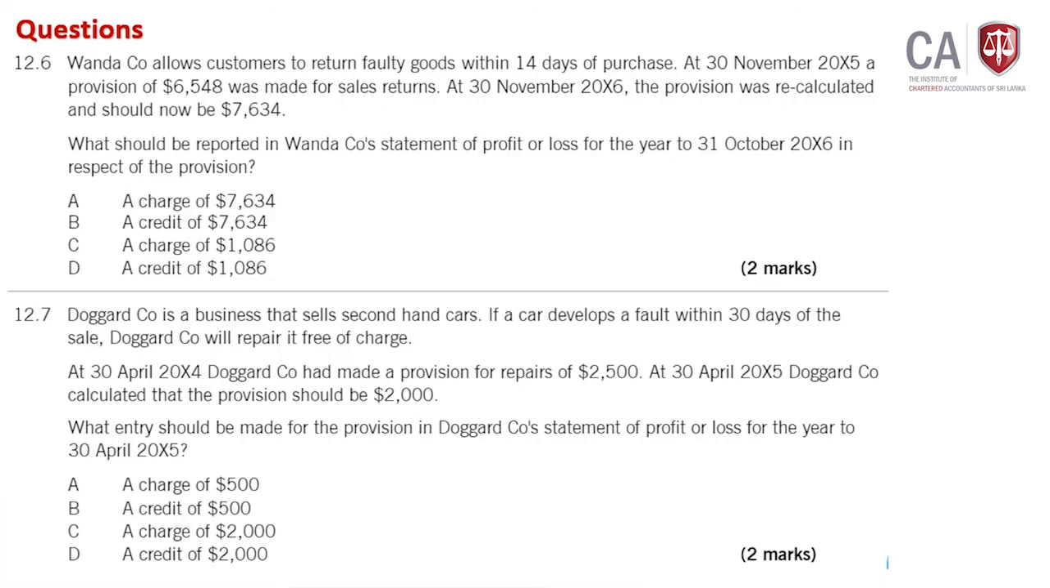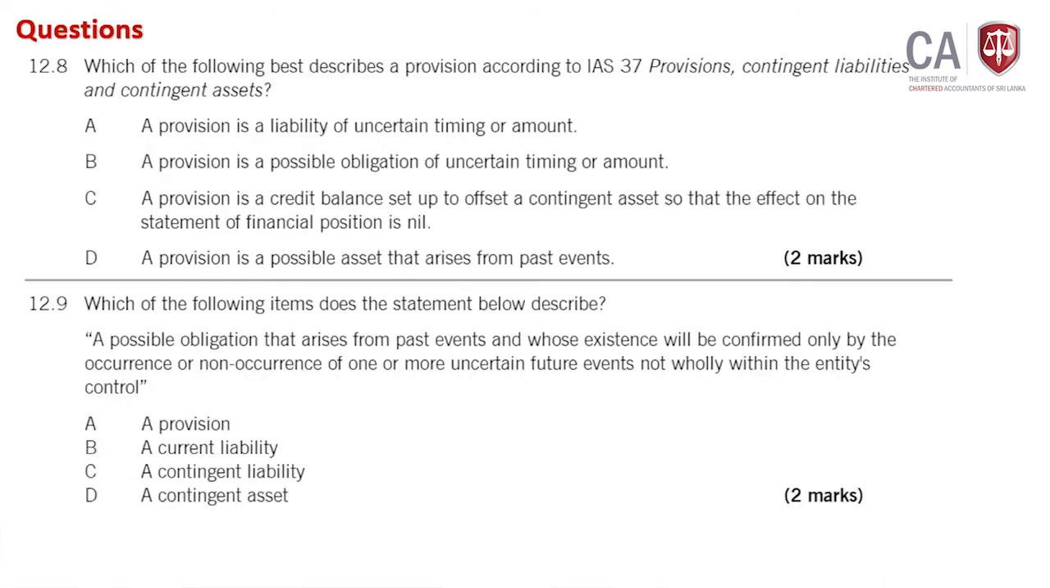So that provision has been reduced based on experience. So there is a gain to P&L then. The difference of 500 should be credited to P&L. So the answer to question number 7 is credit 500 to P&L. Simple. Question number 8. Which of the following best describes a provision according to this standard?